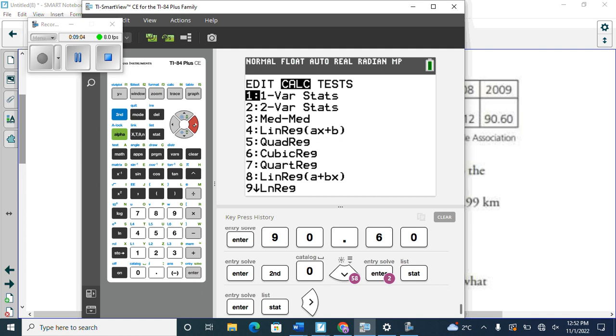Which one are we doing? 4, 5, or 6? Don't say 8. That is not an option. 4. We're doing 4 because 4 is linear, correct? So we go stat, we go calc, over to calc, and we pick number 4.